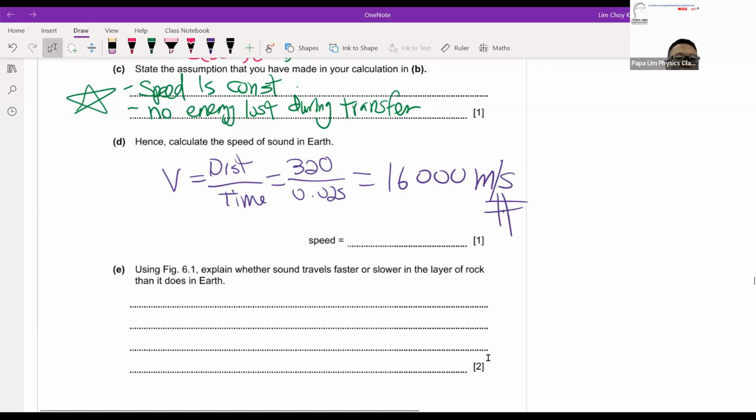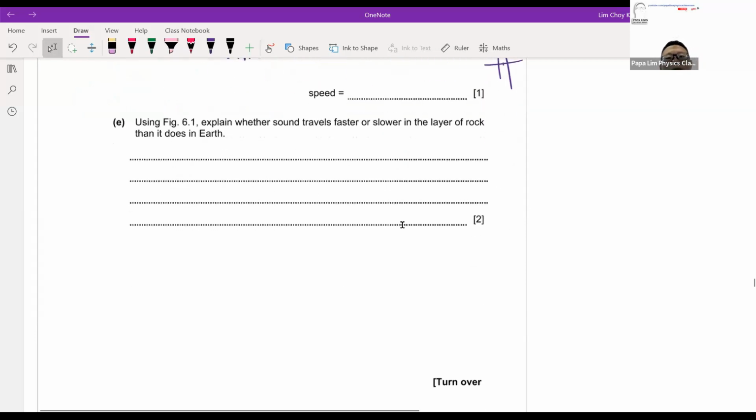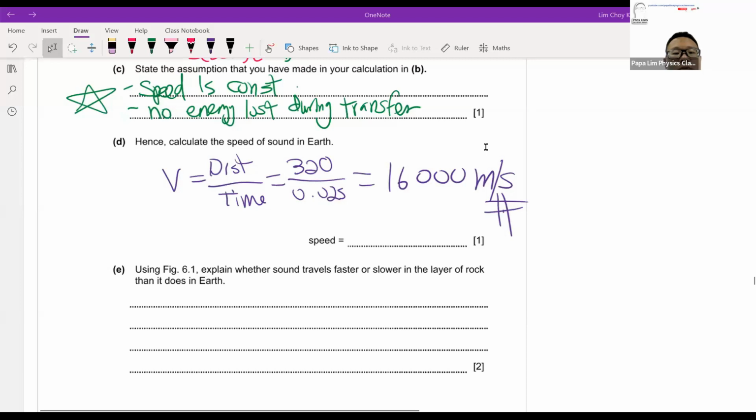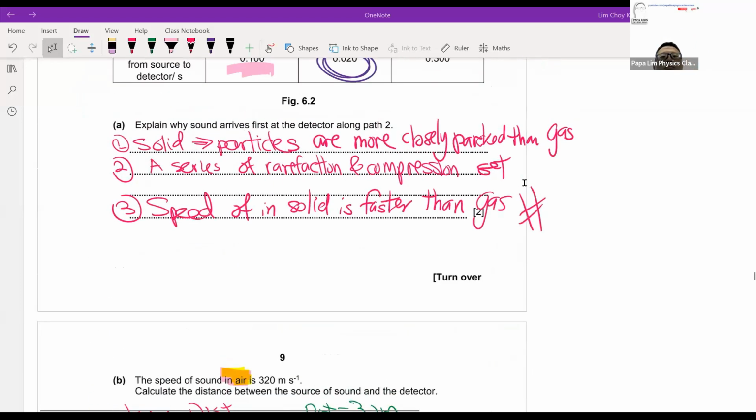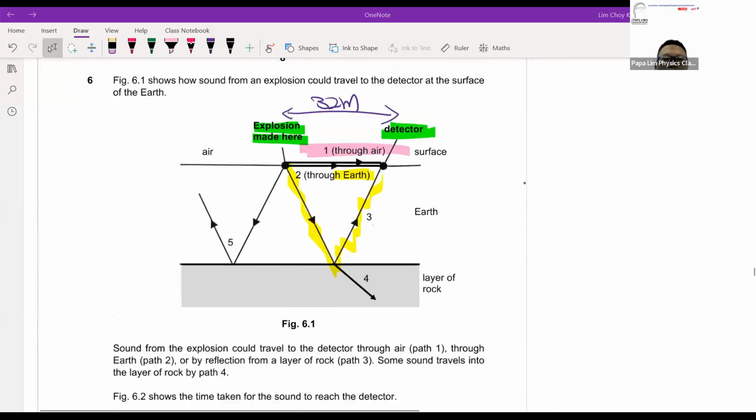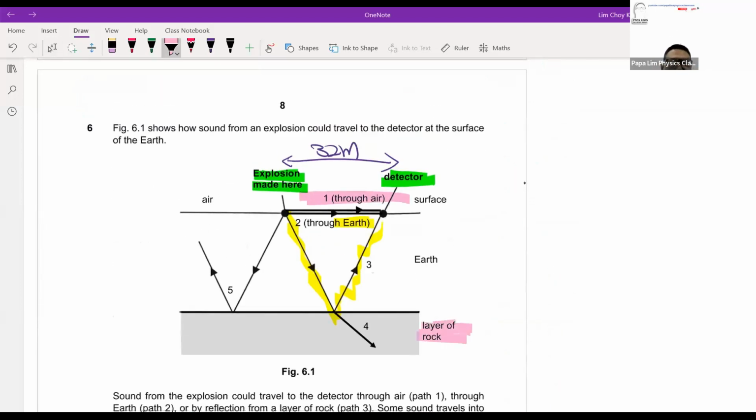Last question: explain why the sound travels faster or slower in the layer of rock than it does in Earth. The question looks at the layer of rock. So where is the layer of rock? If you go back to the picture, you'll find that the layer of rock is here. When you look at the layer of rock, we're actually looking at path 4. This is the path 4 that we are looking at.